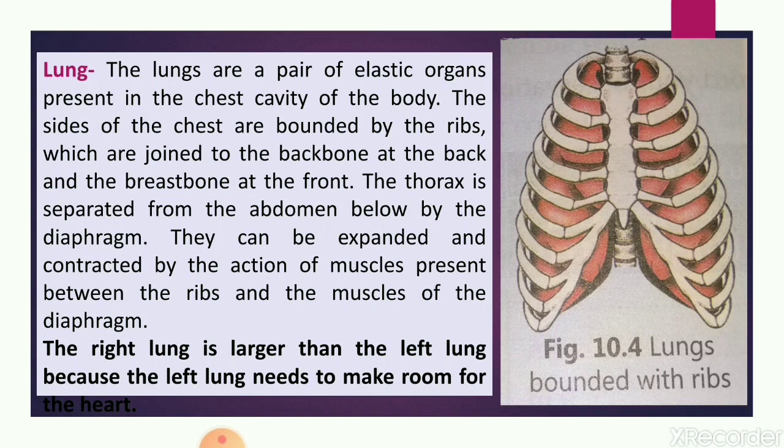These tube-like structures are called bronchioles, and the bronchioles end in tiny sac-like structures. These sac-like structures are called alveoli. So when we inhale air, it enters through the nostrils, then goes to the pharynx, then the trachea or windpipe, then the bronchus, then the bronchioles, and then to the alveoli or air sac. And the wall of the air sac is completely surrounded by blood capillaries.